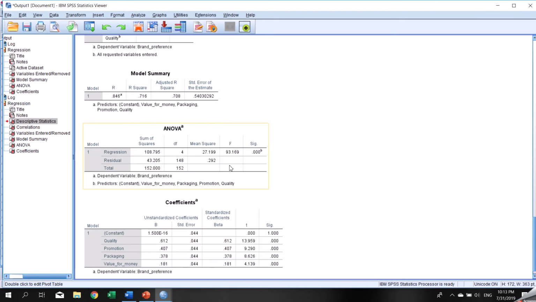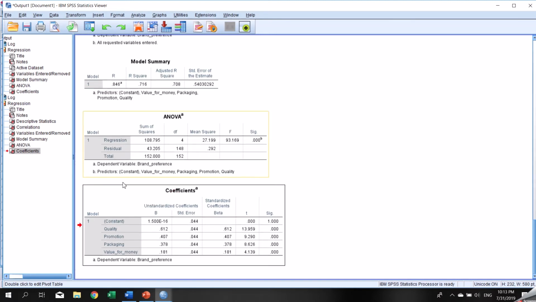The important thing is that we first look at the significance level in the ANOVA. If it is smaller than 5%, then the regression really explains something. Next we'll look at the adjusted R-square. Here the adjusted R-square is 0.708, which means that 70.8% of the variation in brand preference can be explained by this model. This means that this model is good.